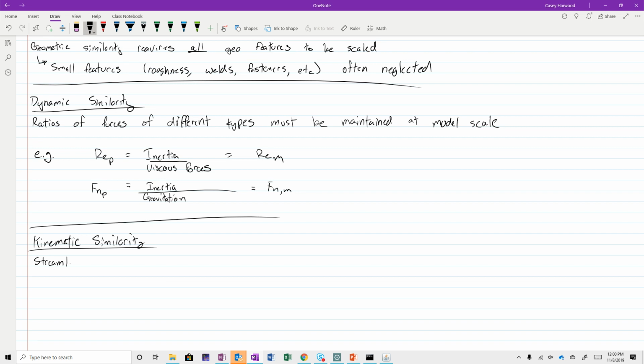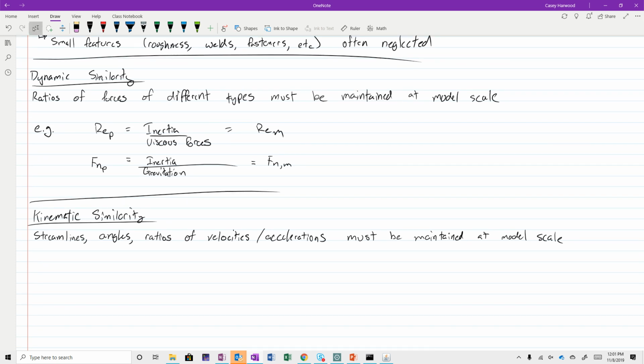So kinematic similarity says that streamlines, angles, and ratios of velocities or accelerations must be maintained at model scale. In other words, it's saying that the flow should look the same.